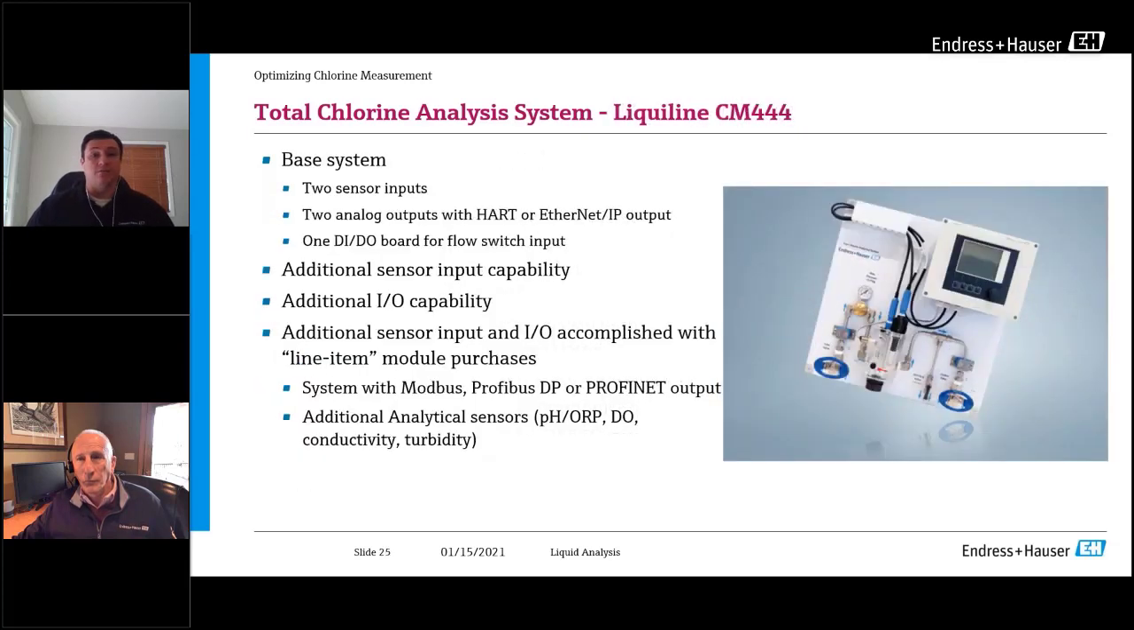Again, if we move to the CM444 version of the transmitter, you have additional slots where we can add sensors to it or different digital communications. And again, with the CM444 version of this transmitter, we can get you Ethernet IP as a standard for us. If you do need to add additional sensors or a different digital communications, we can still do that. We just take a little bit of time to modify the transmitter before we ship this out to you.